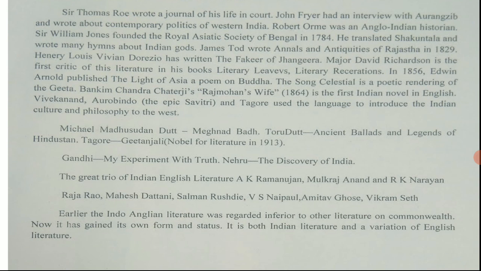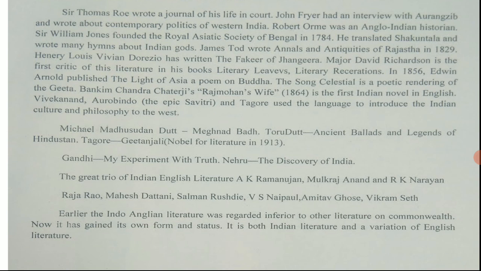Another famous figure is James Todd, who wrote Annals and Antiquities of Rajasthan in 1829. Henry Louis Vivian Derozio wrote The Fakir of Jungheera. Major David Richardson, in his book Literary Leaves, was the first critic, we can say. In 1856, Edwin Arnold published The Light of Asia, a poem on Buddha. The Song Celestial is a poetic rendering of the Gita. Bankim Chandra Chatterjee's Rajmohan's Wife, published in 1864, is the first Indian novel in English.